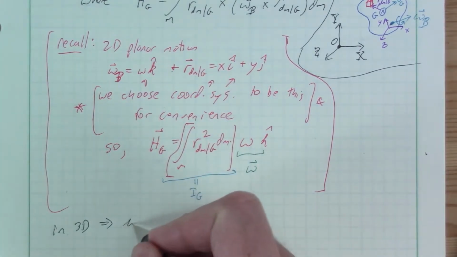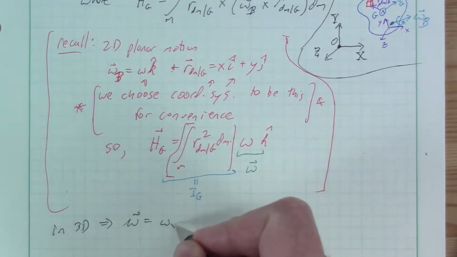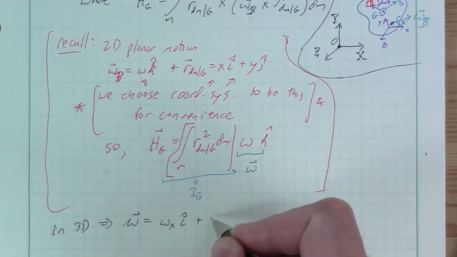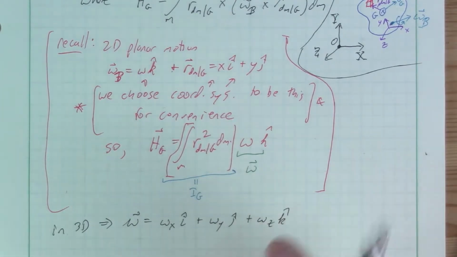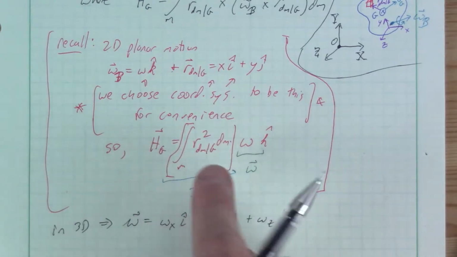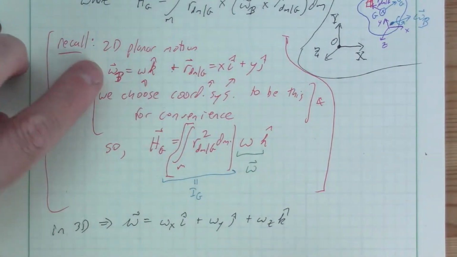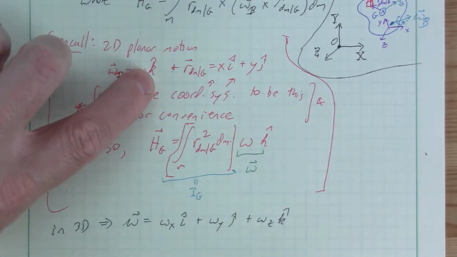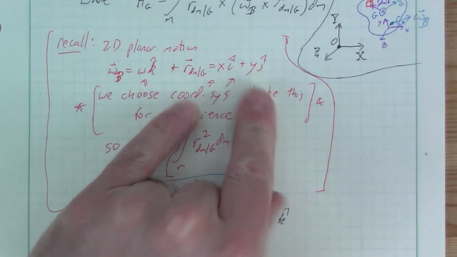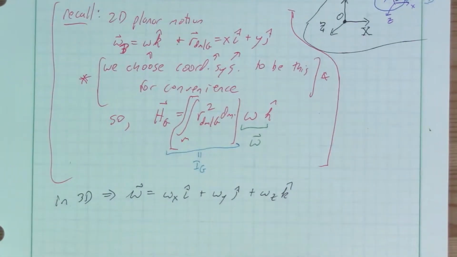In general, our rotation now has components in all directions: an omega x i hat plus an omega y j hat plus an omega z k hat. It really comes down to that there isn't a choice for a coordinate system that makes this convenient, right? So if we choose the rotation of the body to be just omega k hat, then the relative position vectors aren't going to work out so that they always stay in the plane.